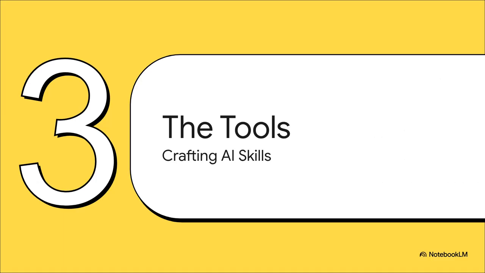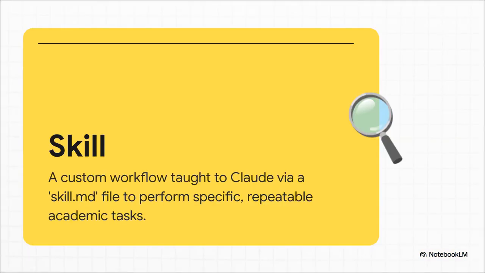Okay, with that foundation solidly in place, now we get to the really fun part. The tools. This is where we teach our co-pilot how to do all the specific, specialized jobs that are unique to your school. We do this by creating what we call skills. A skill is basically just a custom-trained workflow. It's a simple text file that teaches Claude how to do one specific, repeatable task really, really well. This is how you turn it from a generalist AI into a specialist that's laser-focused on exactly what your team needs.